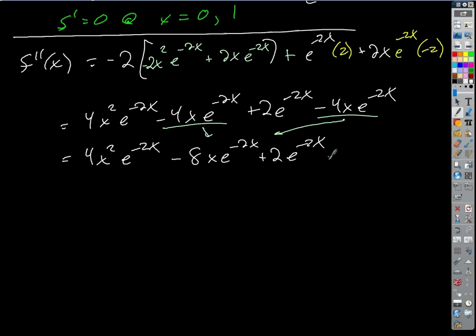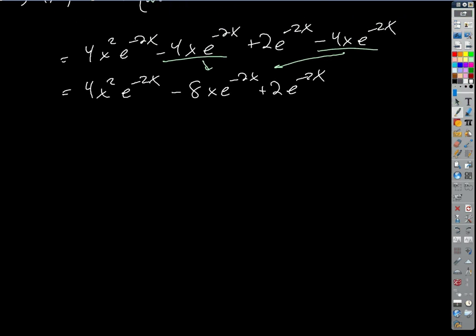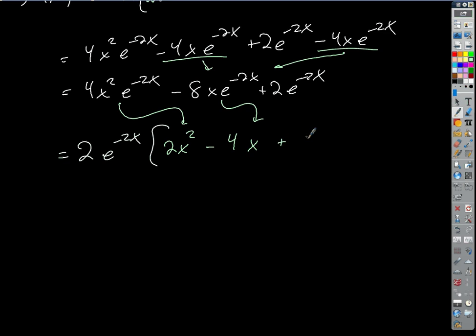So let's go ahead and factor this because we've got to find the zeros, right? So what can I take out? 2 e to the -2x. Good. 2 e to the -2x, leaving me with 2x squared minus 8x, or minus 4x, plus 1. And maybe we can factor that. Multiply to 2, well, we're not going to be able to factor it.